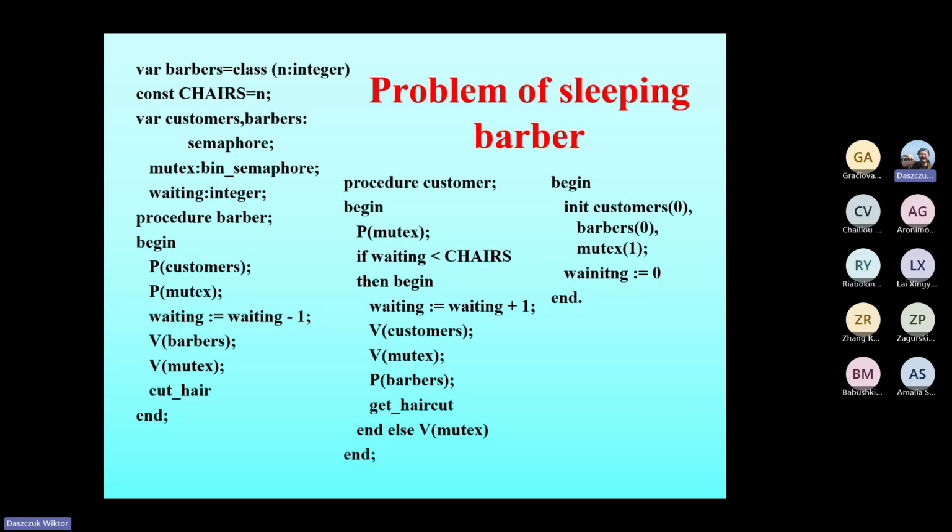But for effectively ignoring the barber shop over the number of chairs, we need to count the customers that wait. So we have a waiting integer that holds the number of clients that wait for a haircut.